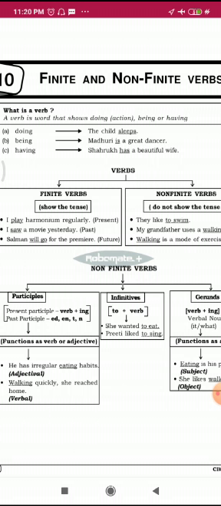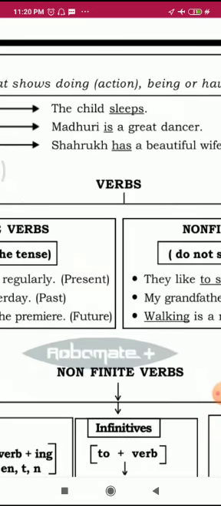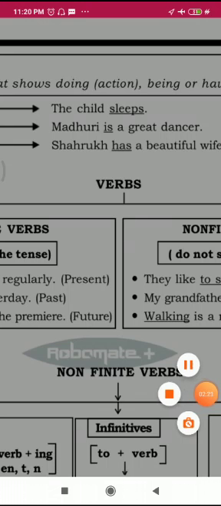The child sleeps. Madhuri is a great dancer. Shahrukh has a beautiful wife. Children, if I zoom in, you can see sleeps, is, has. These words are underlined, and you know that these underlined words are verbs. Sleeps is a main verb; is and has are auxiliary verbs.